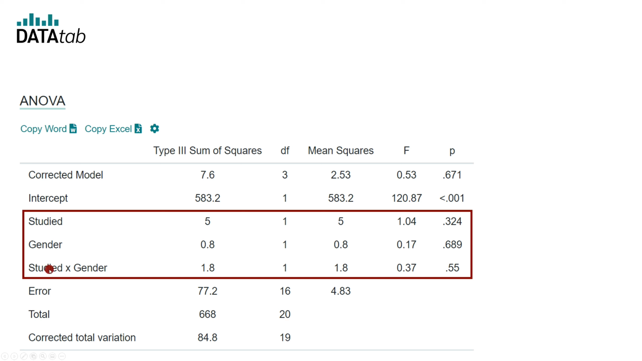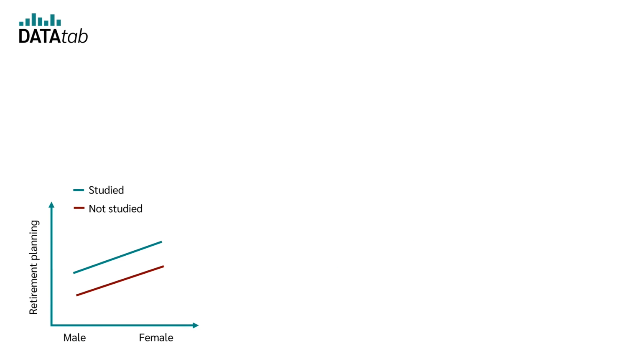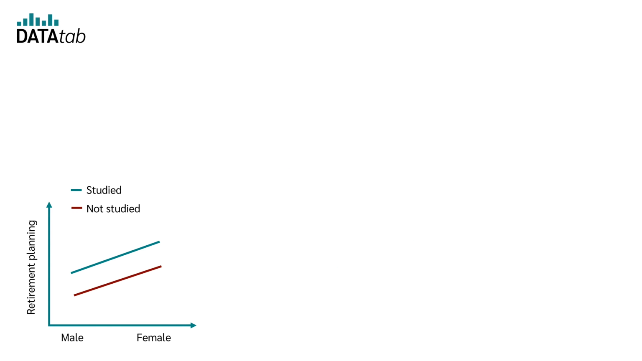But what exactly does interaction mean now? We will now go through this in more detail. To do this, let's first take a look at this diagram. The dependent variable is plotted on the y-axis, in our example the attitude towards retirement planning. On the x-axis, one of the 2 factors is plotted. Let's just take gender. The other factor is represented by lines with different colors. Green is studied and red is not studied.